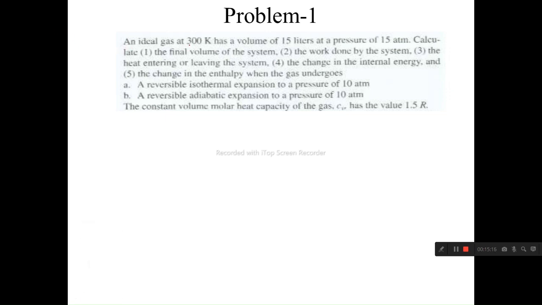An ideal gas at a temperature of 300 Kelvin has a volume of 15 liters at a pressure of 15 atmosphere. Calculate the final volume of the system, the work done by the system, the heat entering or leaving the system, the change in internal energy, and the change in enthalpy when the gas undergoes two cases. The first case is reversible isothermal expansion to a pressure of 10 atmosphere, and the second is reversible adiabatic expansion to a pressure of 10 atmosphere. First we will solve the first case.